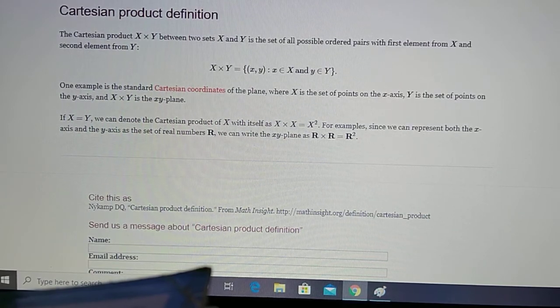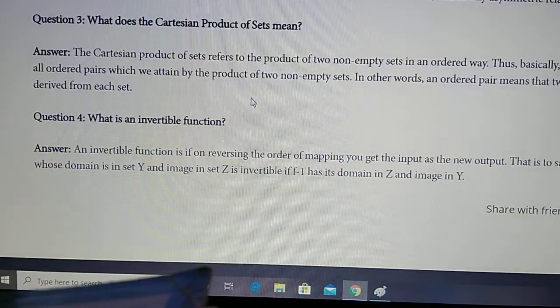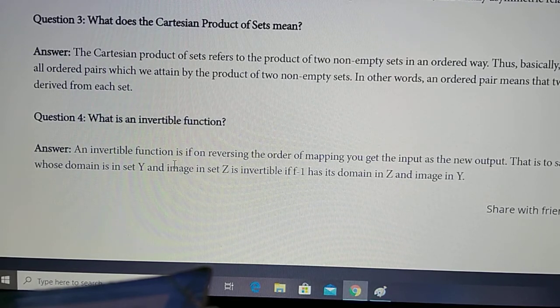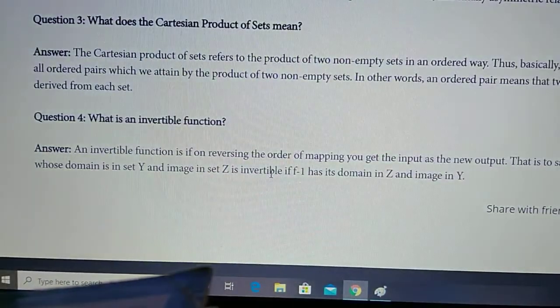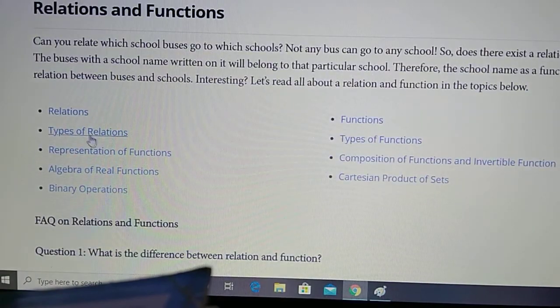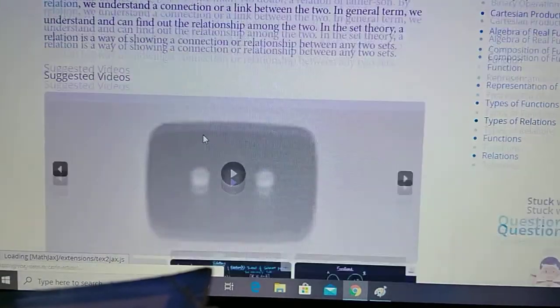Hope you have understood. We will move on once again. Another topic is, what is an invertible function? An invertible function means, like, we may have been given different sets. Suppose you have the pairs 2 3 and 4 5, so the inverse of this function is 3 2 and 5 4. Hope you have understood its basics. Now we will discuss the types of relations.